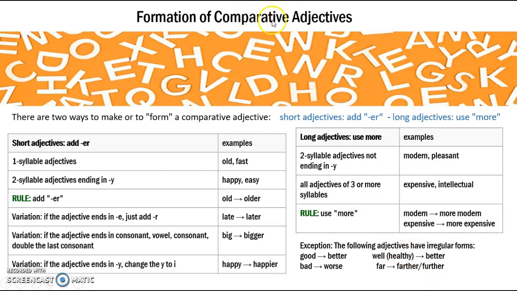So remember, when we are doing a comparison with two things or two persons, the general rule is: if the adjective is short, add er, and if it's long, use more in front of the adjective.